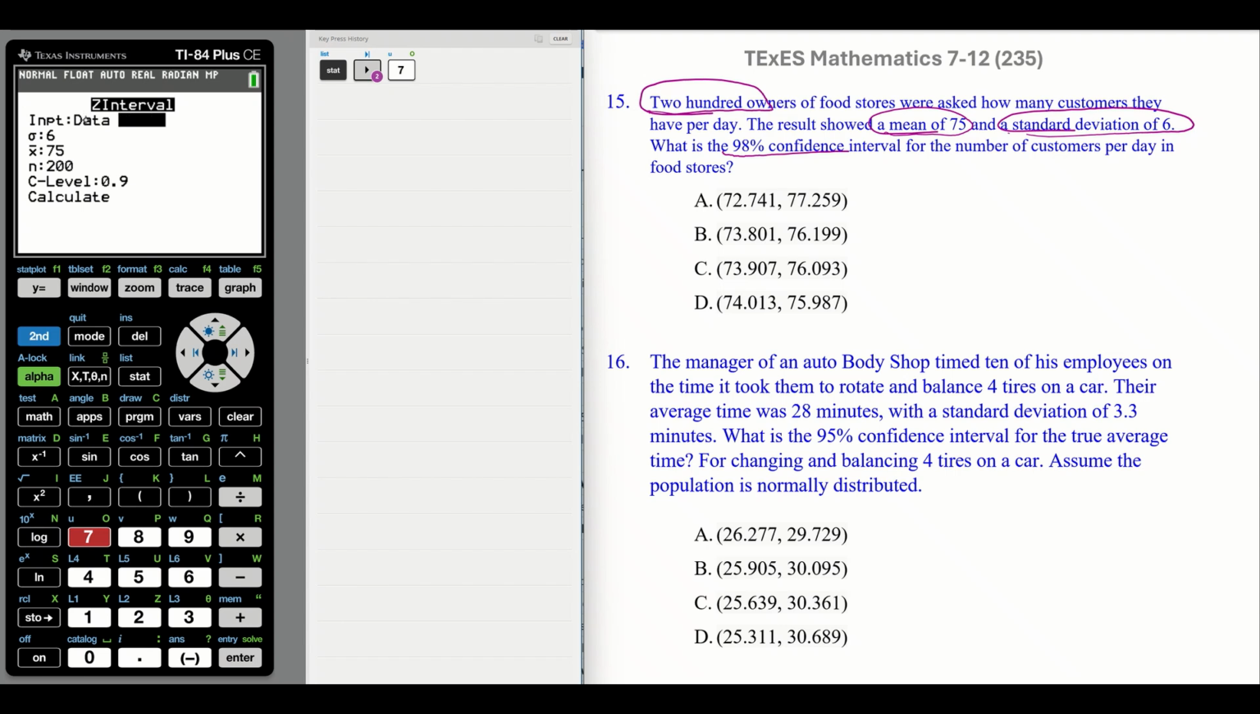Remember, we're not using data at this point. We're using stats. Your test might give you a question with data, and you would have to enter that in L1, L2. Now, we have our standard deviation of 6, enter, and our mean of 75, enter. 200 people. Now, notice that it says 0.9. That's because even if I put that in, the calculator takes it out. Enter again. Don't push again. I make that mistake a lot.